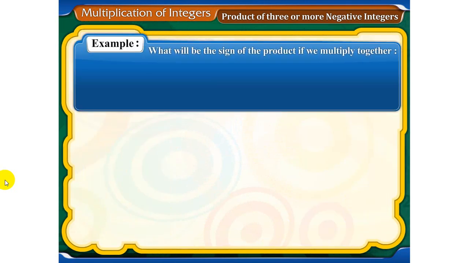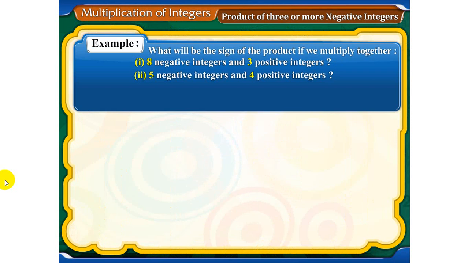Example: what will be the sign of the product if we multiply together? 1. 8 negative integers and 3 positive integers. 2. 5 negative integers and 4 positive integers. 3. Negative 1, 12 times. 4. Negative 1, 2m times. m is a natural number.